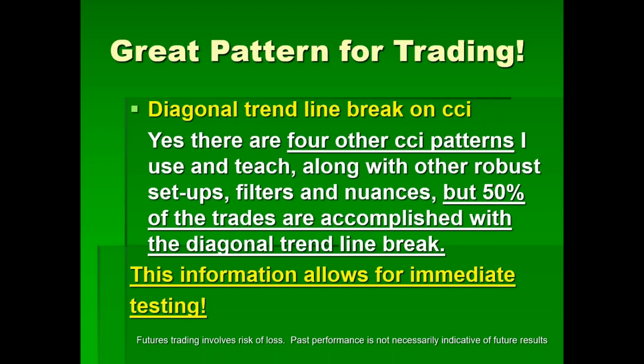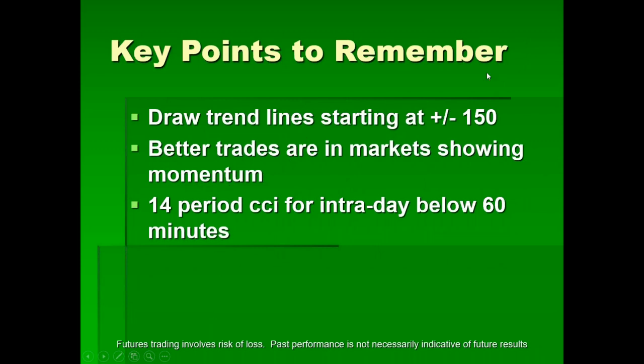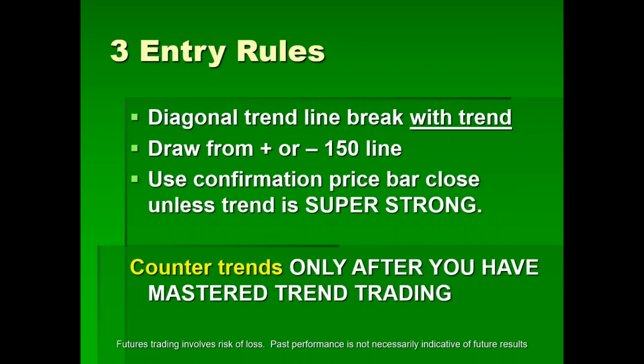We're going to talk about the diagonal trendline break on CCI. There are 4 other patterns that I use and teach, along with other robust setups, filters, and nuances. Very easy, very simple, but probably 50% of the trades are accomplished by what I'm showing you here. So I hopefully have got you interested to immediately start testing. Key point to remember, draw a line starting at the plus or minus 150. Better trades are in markets showing momentum. And you're going to use a 14-period CCI for intraday use below 60 minutes. And then if it's 60 or above, go to 20.